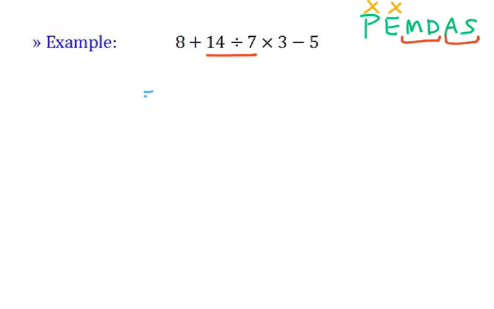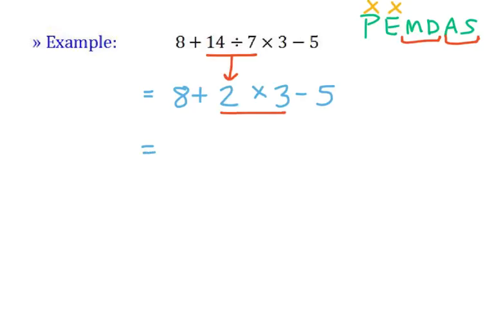So here we have 8 plus, well, 14 divided by 7, that's going to be 2. And carrying down the rest of the problem, we still have times 3 minus 5. So I just took care of one operation there. 14 divided by 7 came down as 2. Looking at our new line, 8 plus 2 times 3 minus 5, the order of operations says we better take care of that multiplication. So 2 times 3 will be our next step.